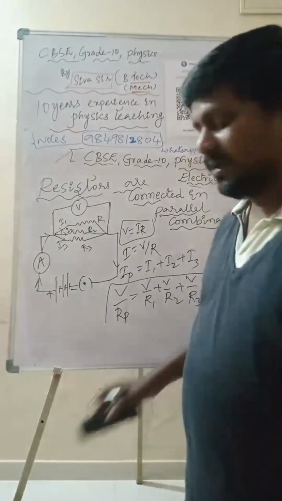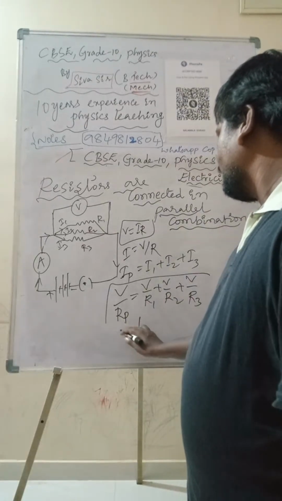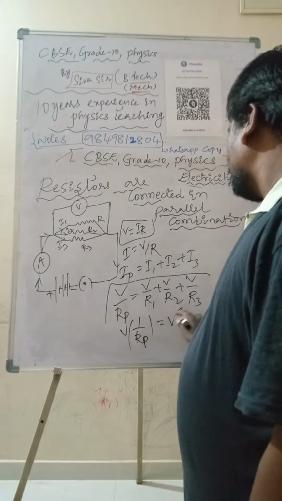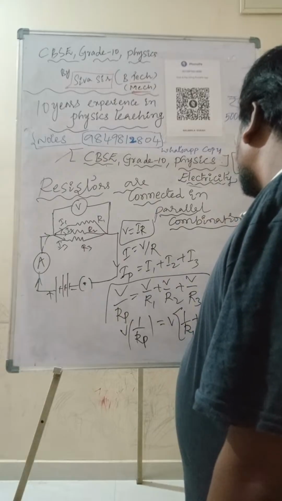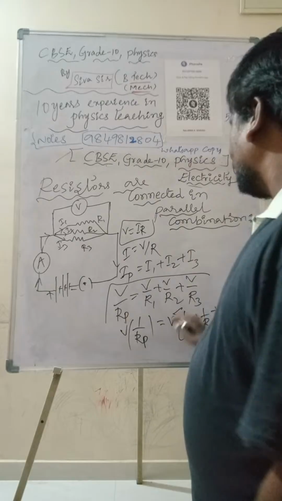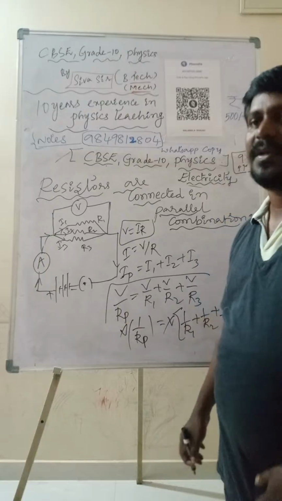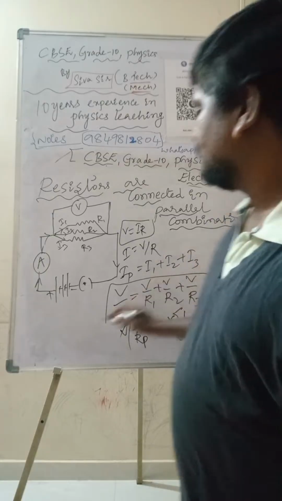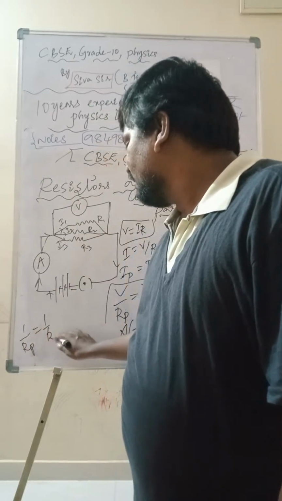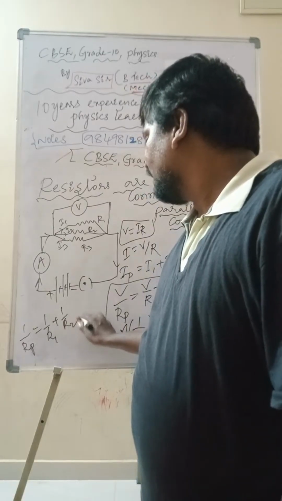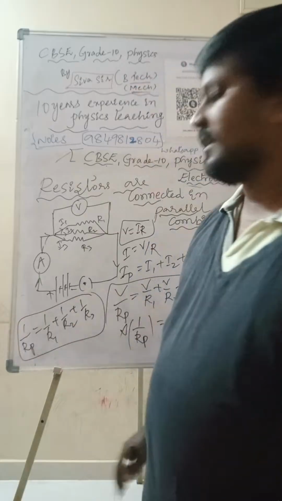If you take V common, what do you get? 1 by RP equals 1 by R1 plus 1 by R2 plus 1 by R3. V will get cancelled. So the final formula is 1 by RP equals 1 by R1 plus 1 by R2 plus 1 by R3. This is the formula for resistors connected in parallel combination.